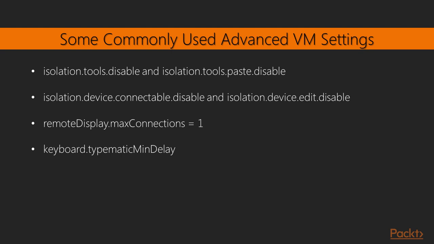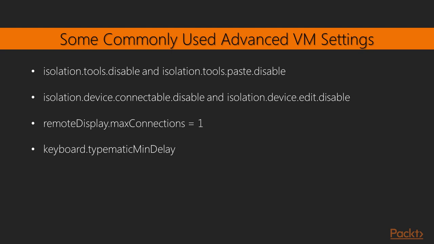So if there's some critical, security-oriented information out on your console, you can be sure that nobody is copying and pasting it. Then same thing with isolation.device.connectable.disable and isolation.device.edit.disable. For example, with connectable devices, a non-root user can connect them and edit their capabilities. By putting these configuration settings in, you're able to disable that capability.